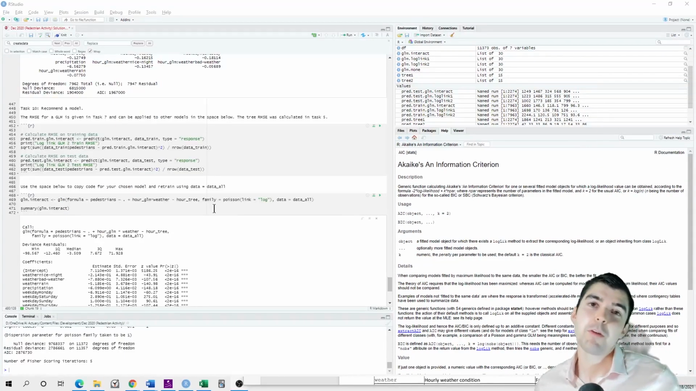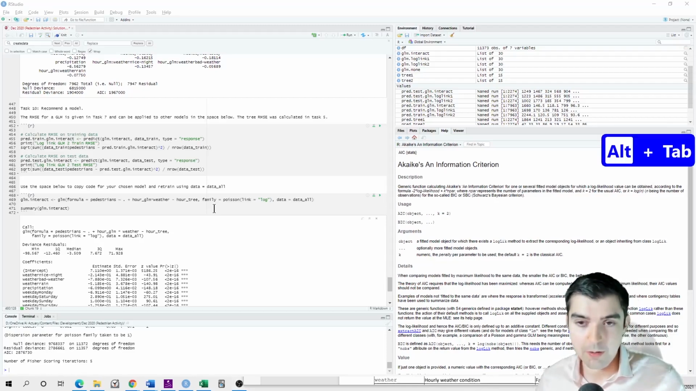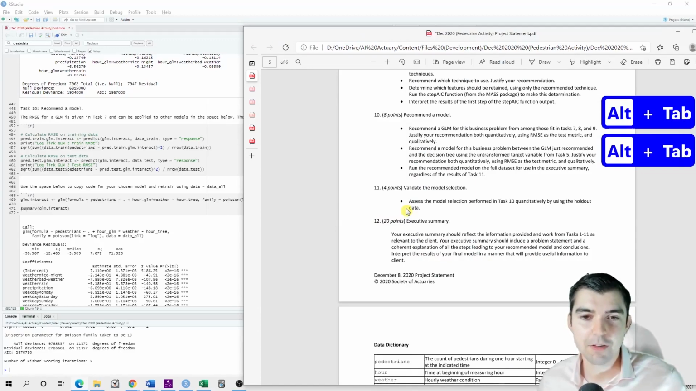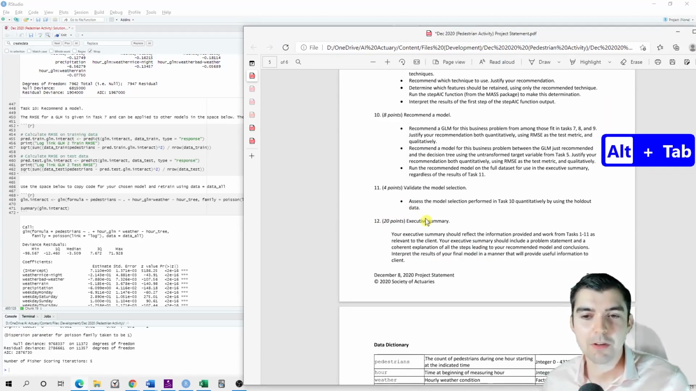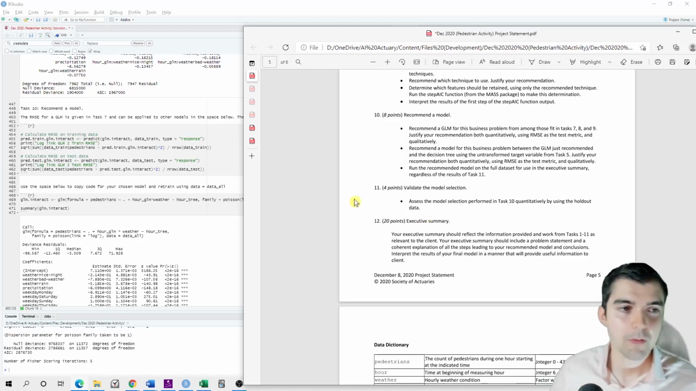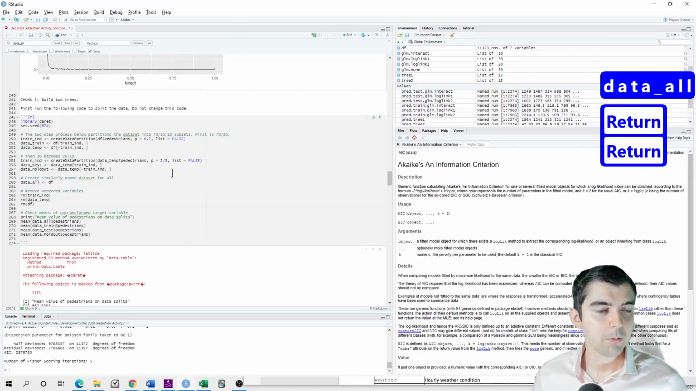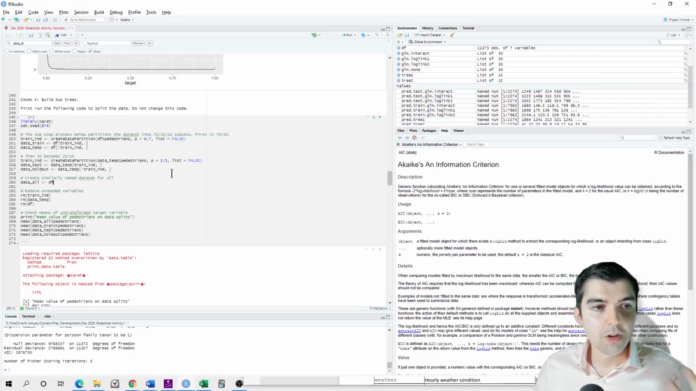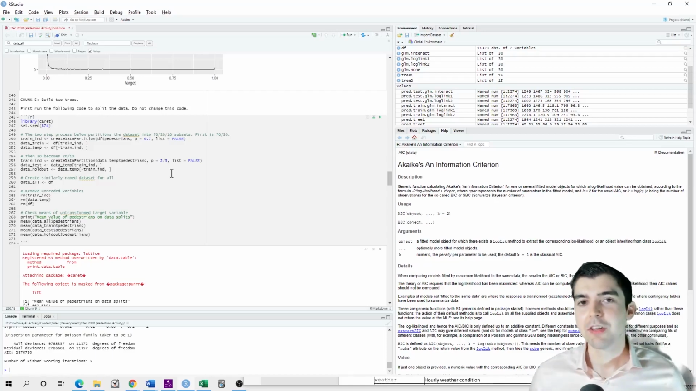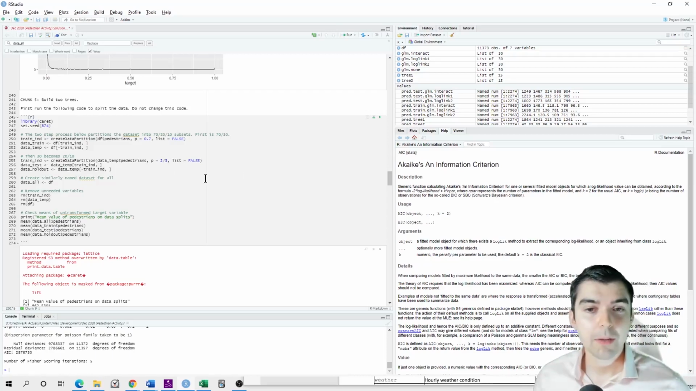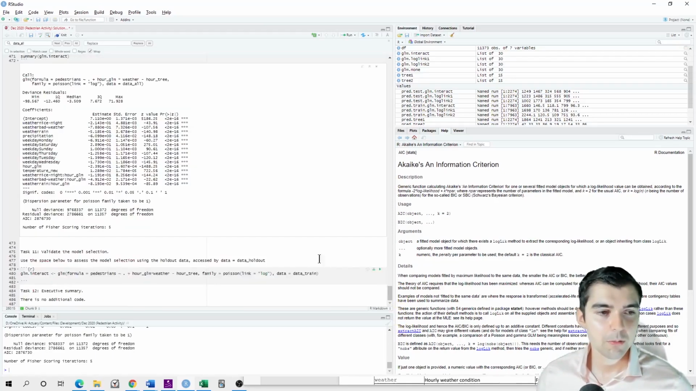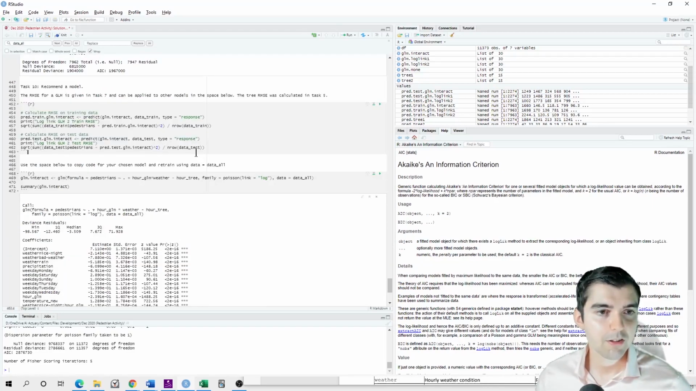Holdout. So now that we've done the model selection, you might think that we're done. And then question 11 says, validate the model selection. Assess the model selection performed in task 10 quantitatively using the holdout data. Well, if we look at the data all here, we saw that we used 30% for the training and the testing and the holdout, and 70% for training. So there's still 10% of the data that hasn't been touched. It's been kept in a vault in the back, and now it's time to put the model against it as a final test to see if the result works.